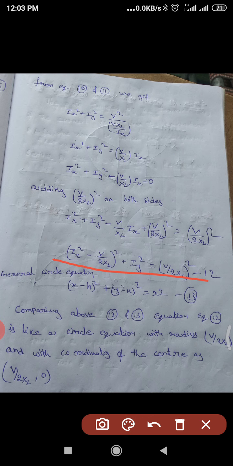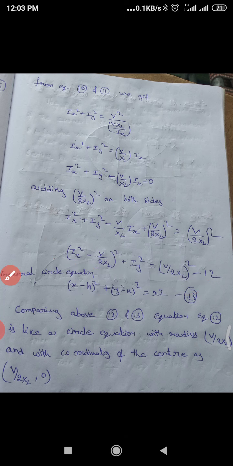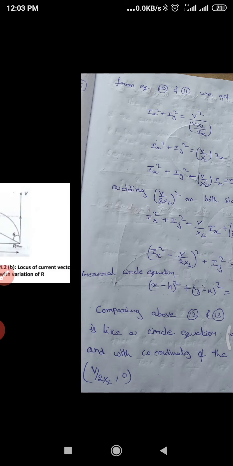Here we are getting the equation of a circle. Okay? That means it is present in the form of a circle. So this is about the RL circuit, the RL circuit locus diagram. Here we are varying only R. This is about an RL series circuit with variable R. That means resistance is variable.